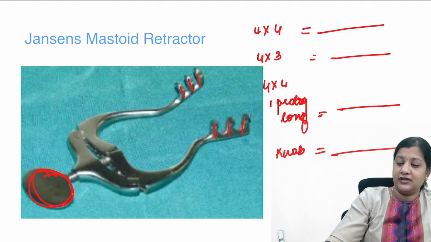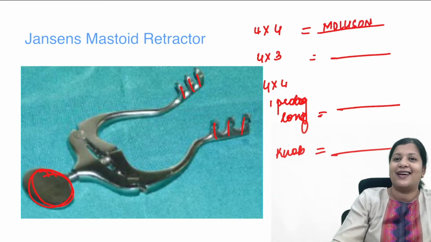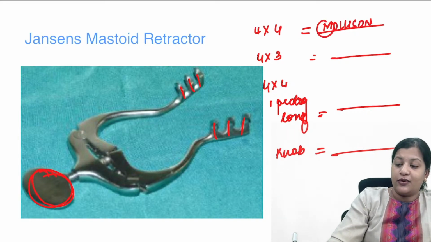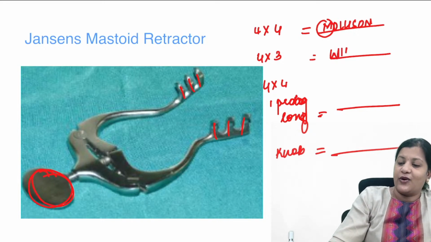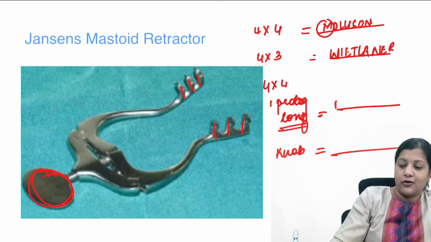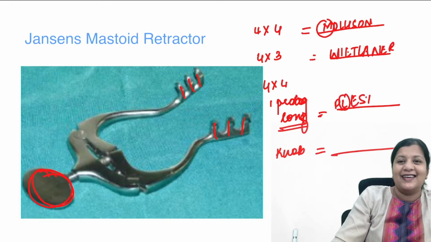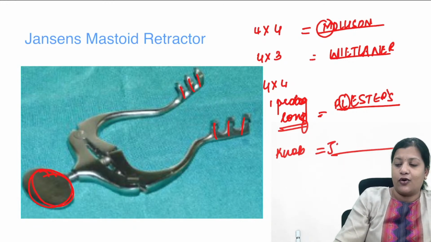Very good. So the first one is going to be your Mollison self-retaining hemostatic mastoid retractor. 4 into 3, I told you, reverse M. What will you get? Yes, this is going to be called Wheatlander's retractor. Then if you have 4 into 4 but one prong is longer, what will you call it? Plester's retractor. And last, if you have a knob, we call it Janssen's retractor.